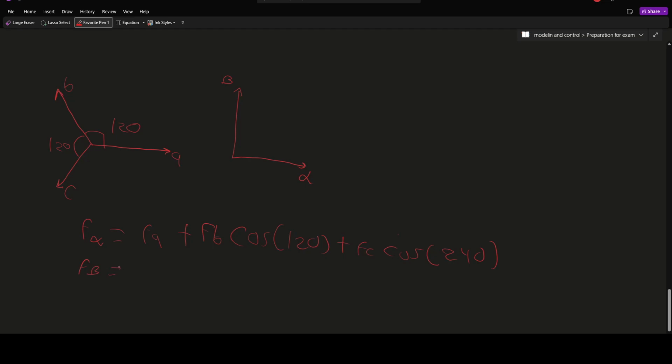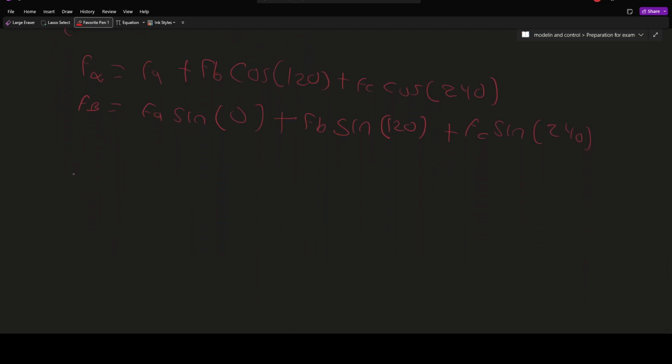We can do the same for beta, and we know that the phasor A projected in beta is going to be the phasor A times sine of 0, I'm sorry, because A is 0 degrees with respect to beta, plus the phasor B sine of 120, plus phasor C times sine of 240.